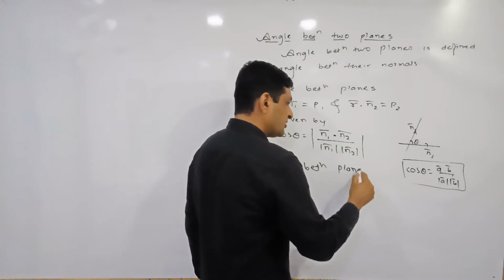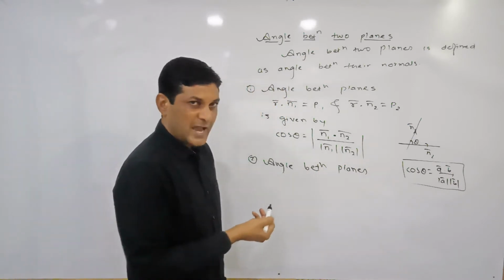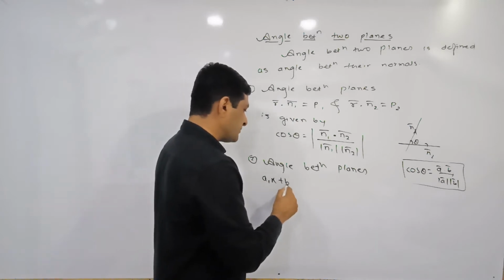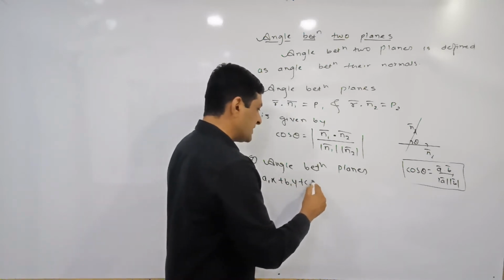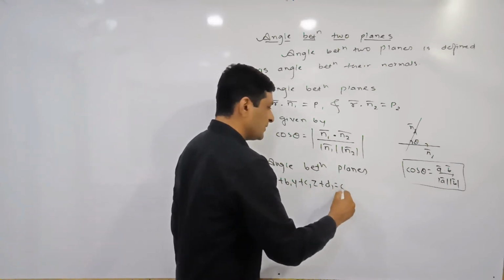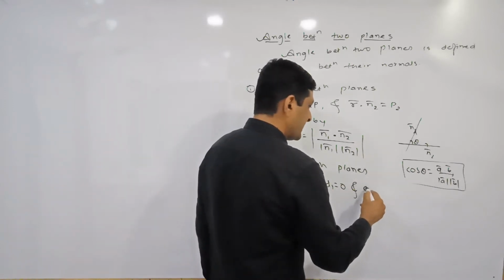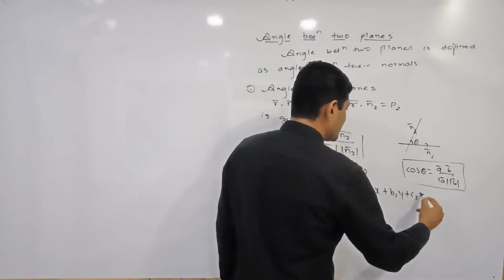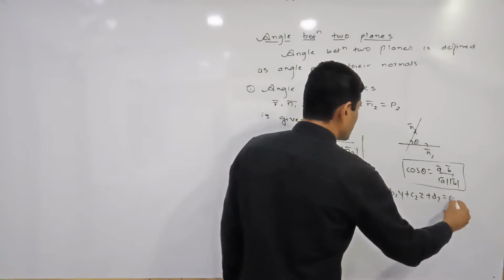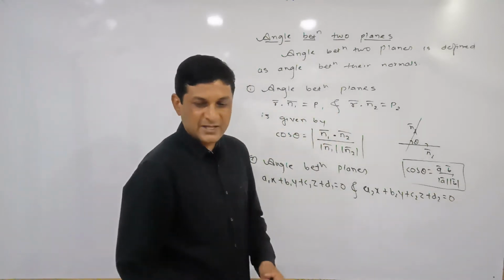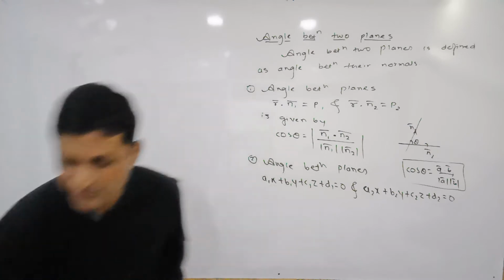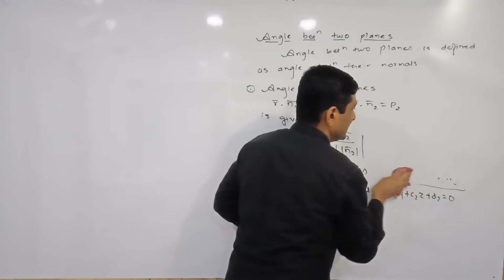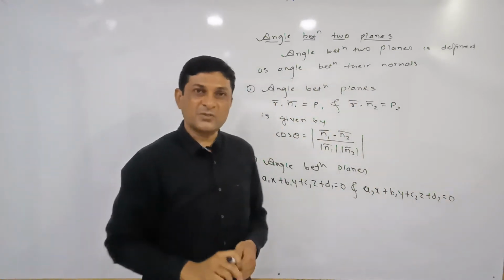Now, if the equations of planes are in Cartesian form, the angle between the planes can be found as follows. Let us consider the first equation as a1x plus b1y plus c1z plus d1 is equal to 0, and the equation of the second plane is a2x plus b2y plus c2z plus d2 is equal to 0. If the equations of two planes are given to us, the angle between them can be found out as follows.